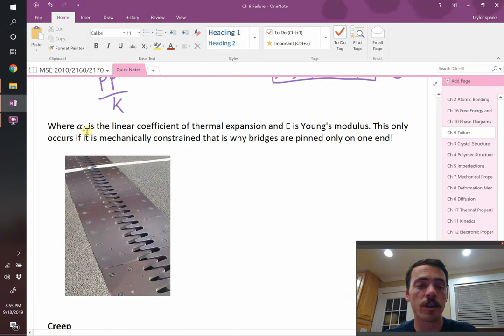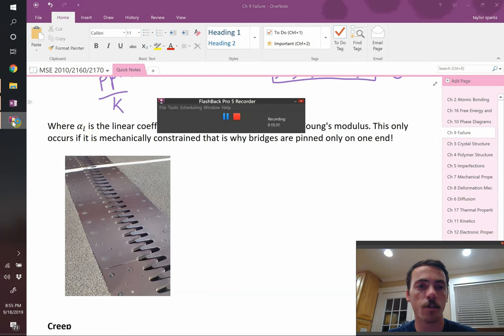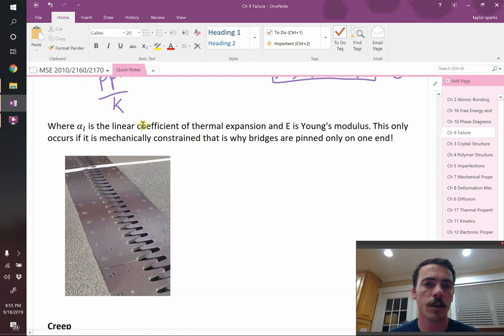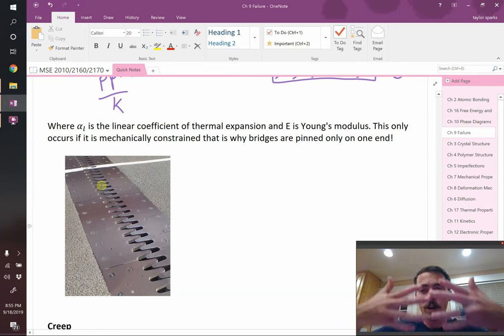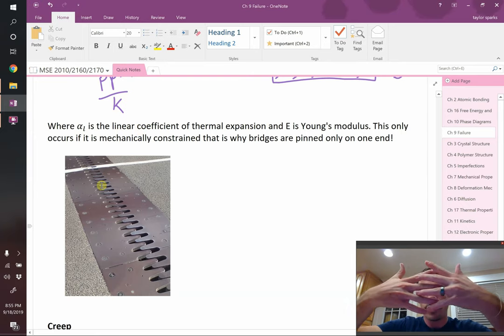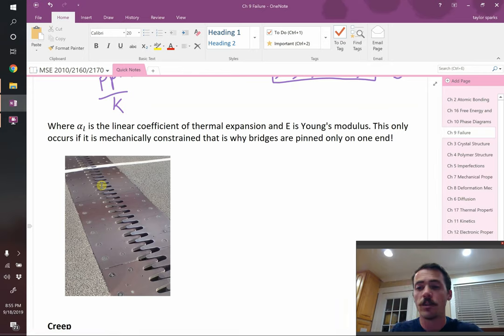This is why bridges are not pinned on both sides. If they were pinned on both sides, they would actually fracture when day-to-night cycles caused slight expansion to contractions of the bridge. That's why you have these expansion joints in bridges, right? They have a little bit of a gap so that when they need to expand and contract, they can do so without putting lots and lots of stresses on the materials in the bridge.